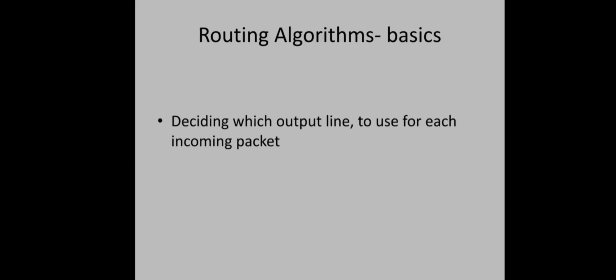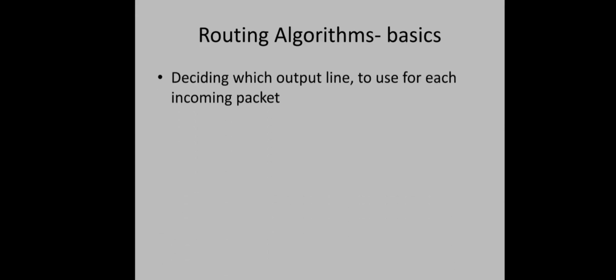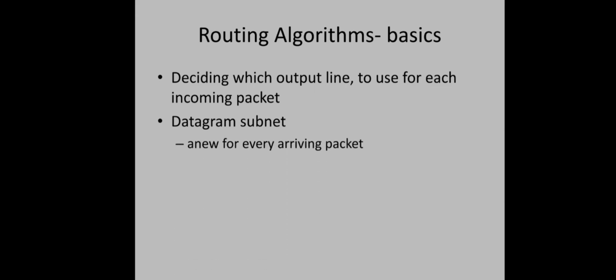So as you have seen, this routing algorithm is responsible for deciding which output line to use for each incoming packet, right? And we have learned that two different types of services are offered by this network layer. It can be connectionless service like datagram subnet, and it can be connection oriented service, that is virtual circuit subnet. So in the case of datagram subnet, this decision should be taken anew for every arriving packet, right? Because different packets of the same source destination pair may use different routes or different paths.